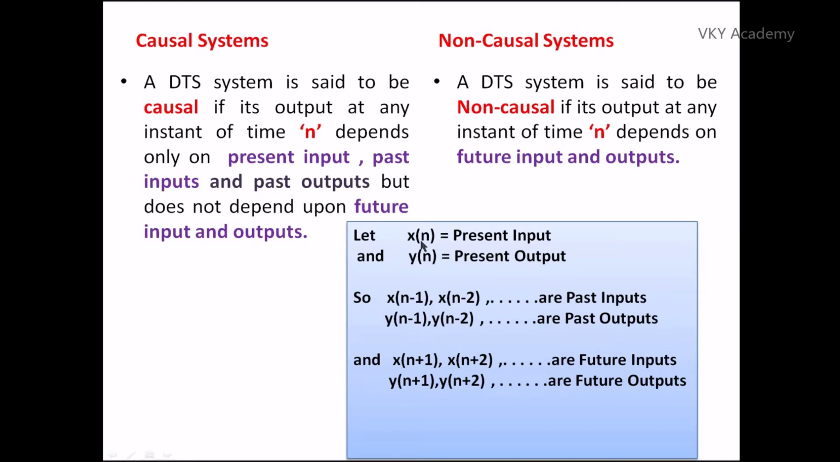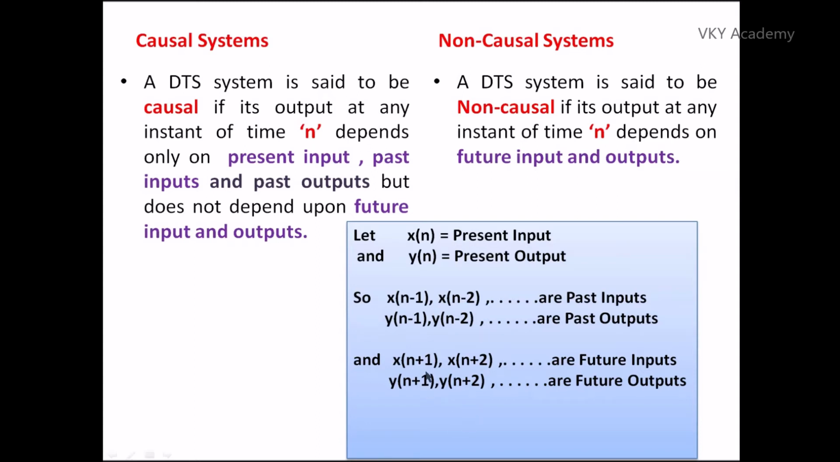Now as you can see, if x of n is my present input, y of n is denoted as the present output, then x of n minus 1, x of n minus 2, x of n minus 3 and so on are called past inputs. In the same way, y of n minus 1, y of n minus 2, y of n minus 3 and so on are called past outputs.